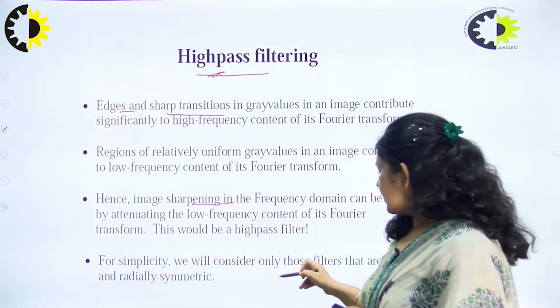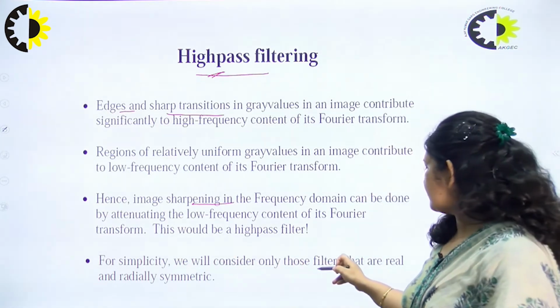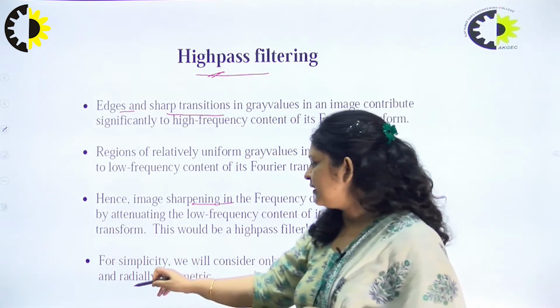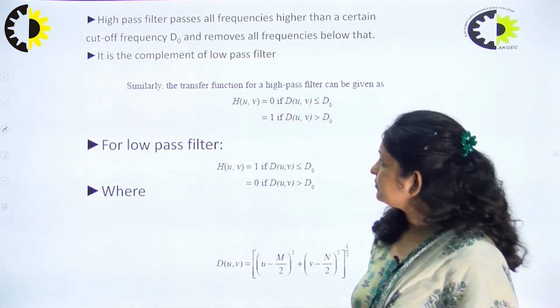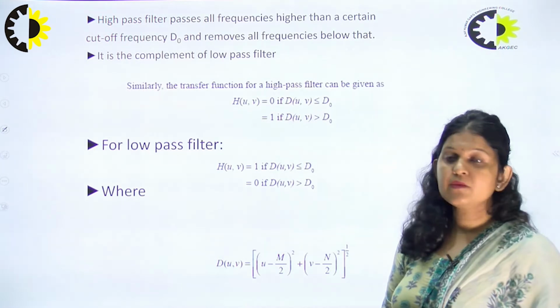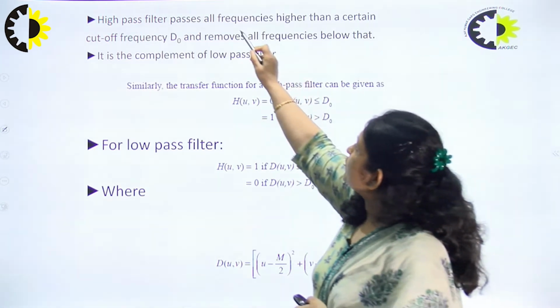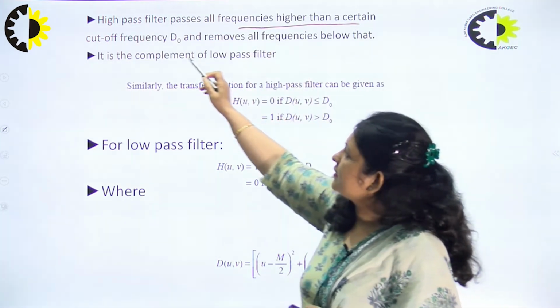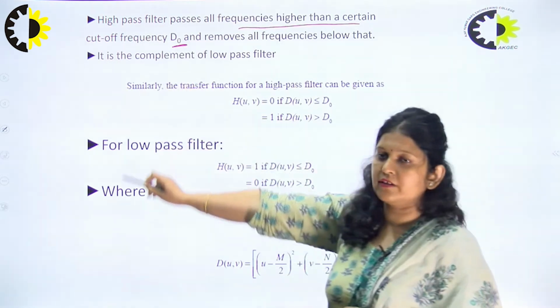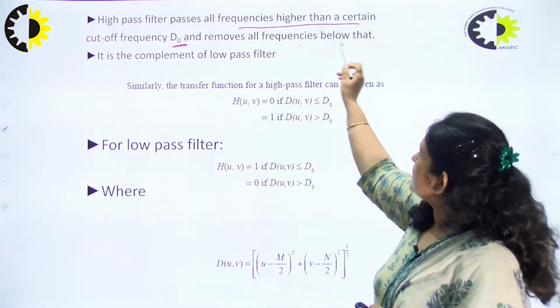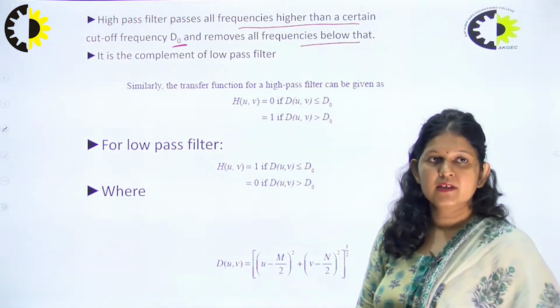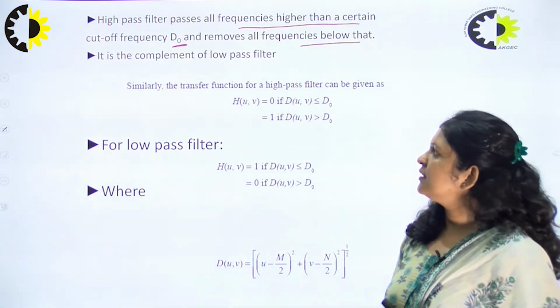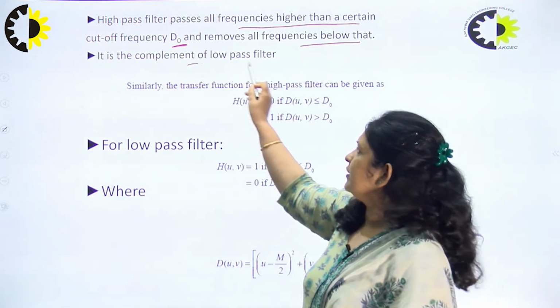So here also we consider filters which are real and radially symmetric. A high pass filter passes all frequencies higher than a certain cutoff frequency D0 and removes all frequencies below that. So we can say it's just the complement of the low pass filter.